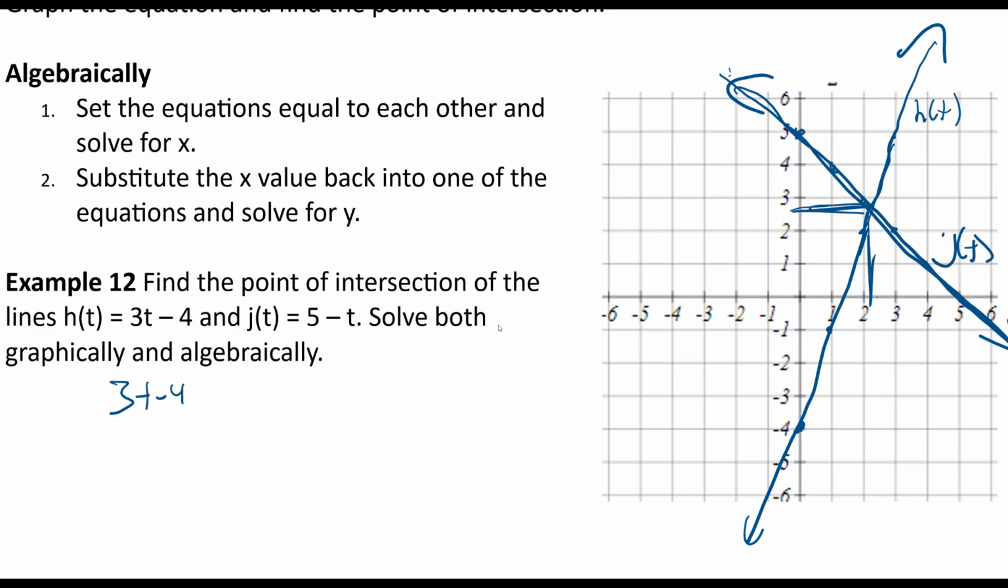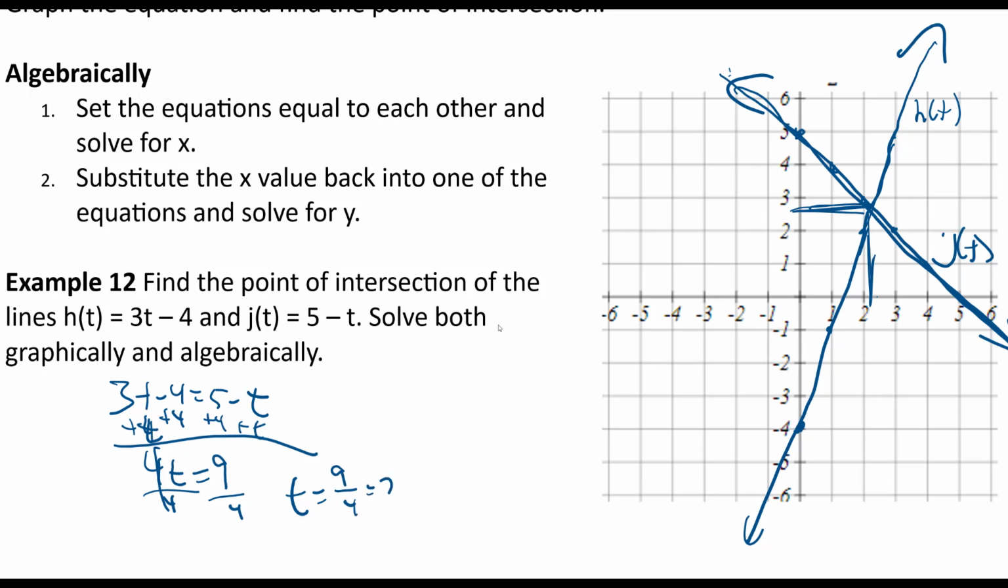Okay, so I'm going to go algebraically. 3t minus 4 equals 5 minus t. Now they use t, by the way, instead of x, but same. You could change it to an x if it helps. I'm going to add 4 to both sides, and I'm going to add t to both sides. So that's 4t equals 9, and divide by 4. t equals 9/4, which is 2.25. Wow, that was a pretty good guess on my part.